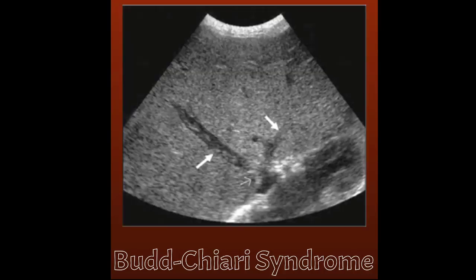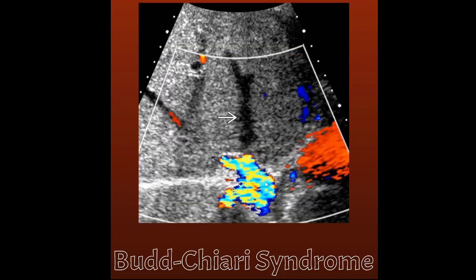So here we have a transverse view of the liver at the level of the hepatic veins. The bold arrows are pointing to the hepatic veins. We can see that there is material within them, most likely thrombus. And then the small arrow here is pointing to the IVC. We can see that there's extension of the thrombus into the IVC, making that narrow.